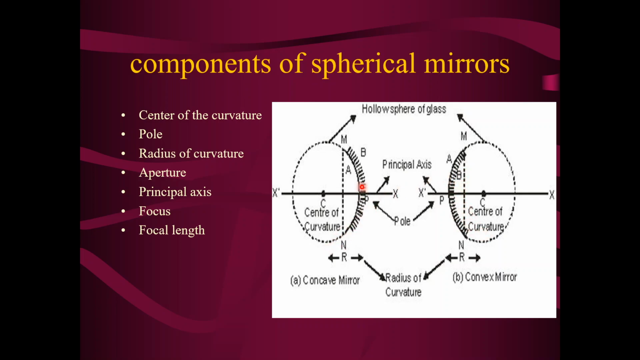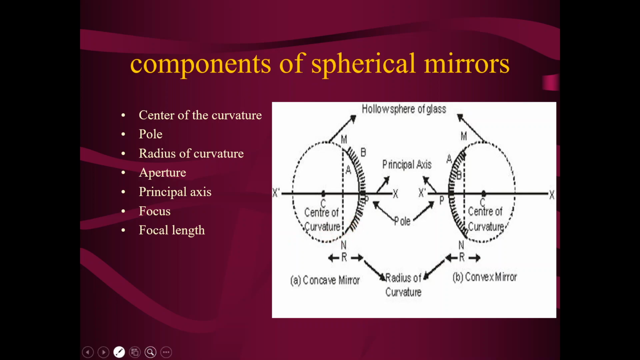In concave mirror, the reflection takes place from this inner surface. This is called the aperture of the mirror. The reflecting part of the mirror is called the aperture. This is the convex mirror. The reflection takes place from this bulge surface. This is the aperture of the convex mirror.